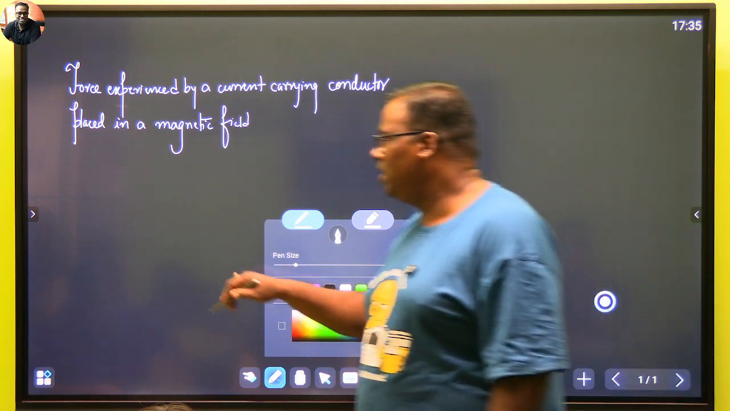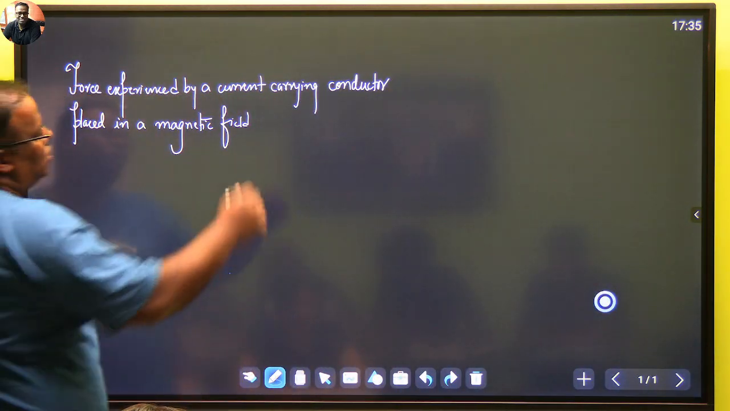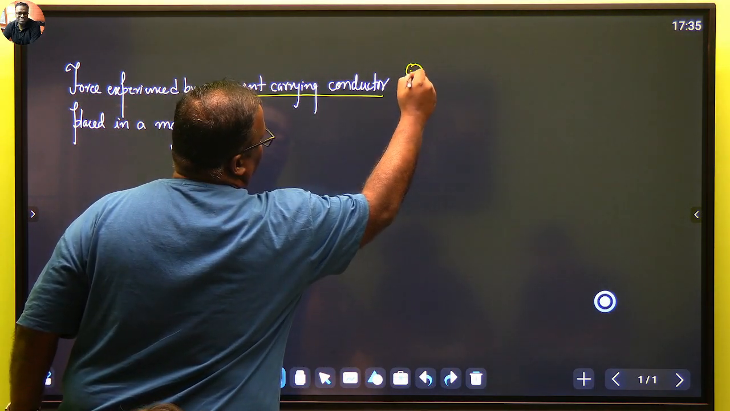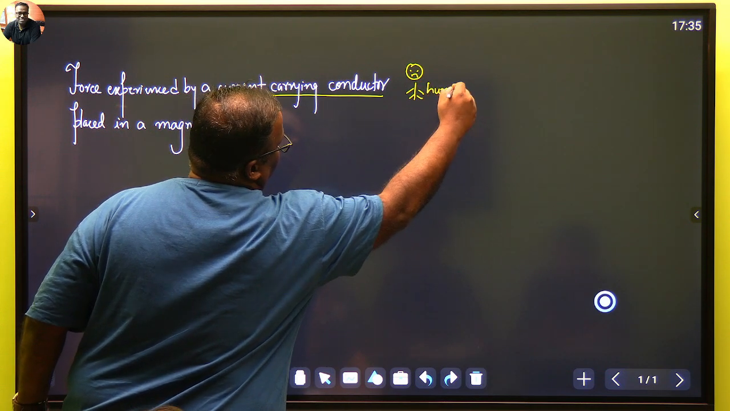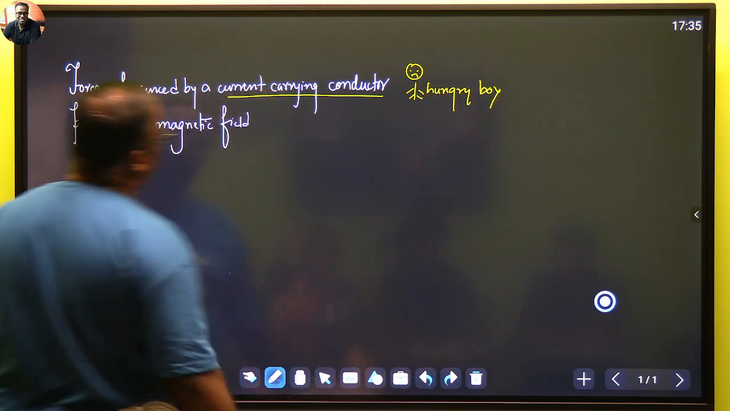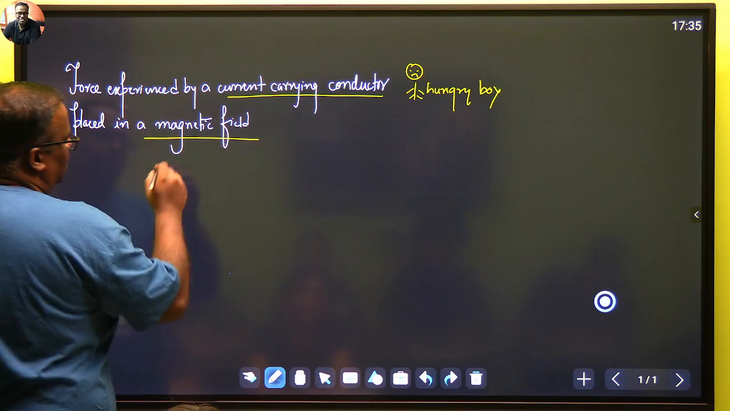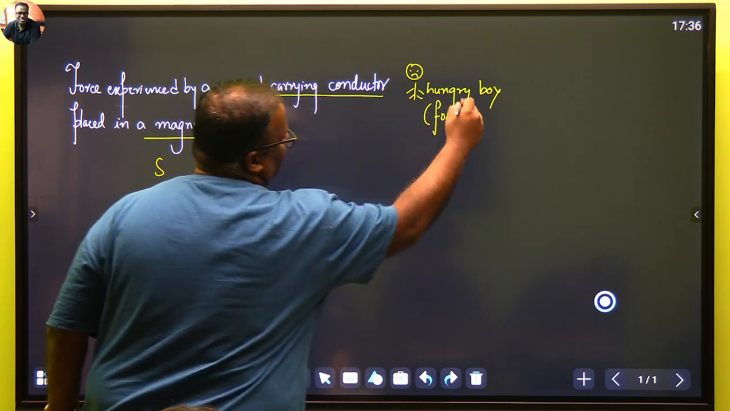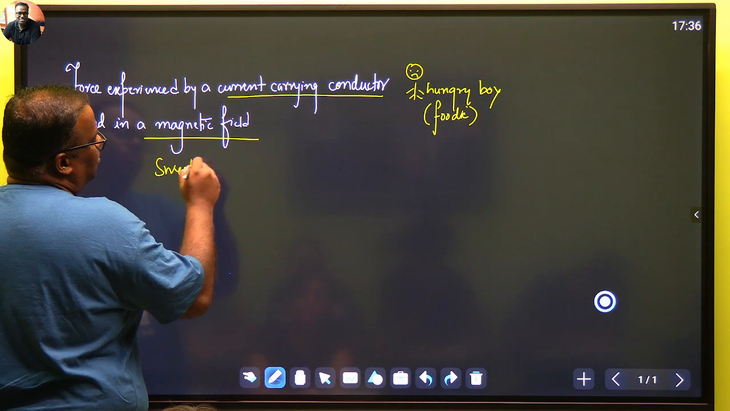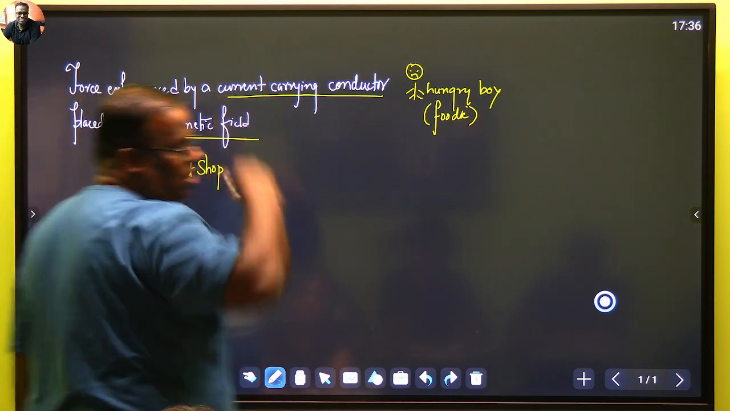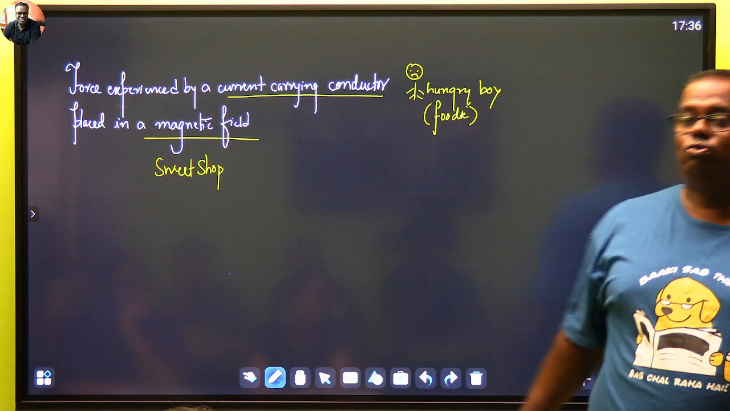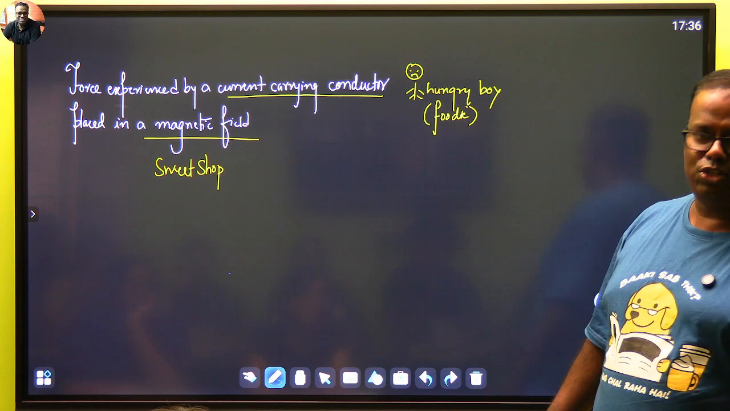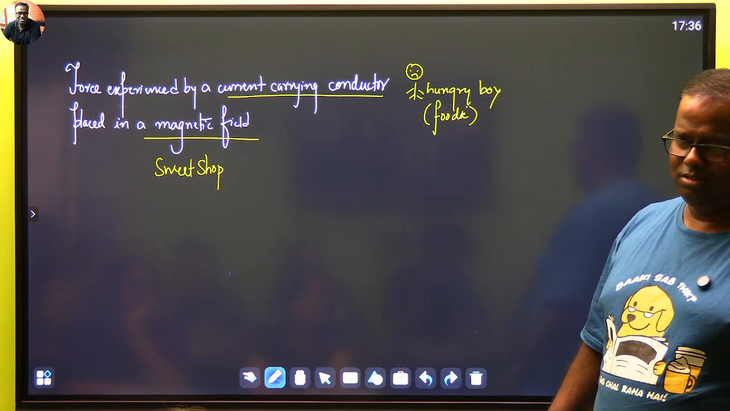Right? See how nicely you will understand this. You forget this phrase current carrying conductor and you think of a hungry boy. A girl could also have been possible. Placed in a magnetic field. But hungry boy, put this in brackets: he is a foodie. And this is somebody like me, and this is a sweet shop. Just forget these two lines and now read with the yellow: force experienced by a hungry foodie boy placed near a sweet shop. It will be there, right?